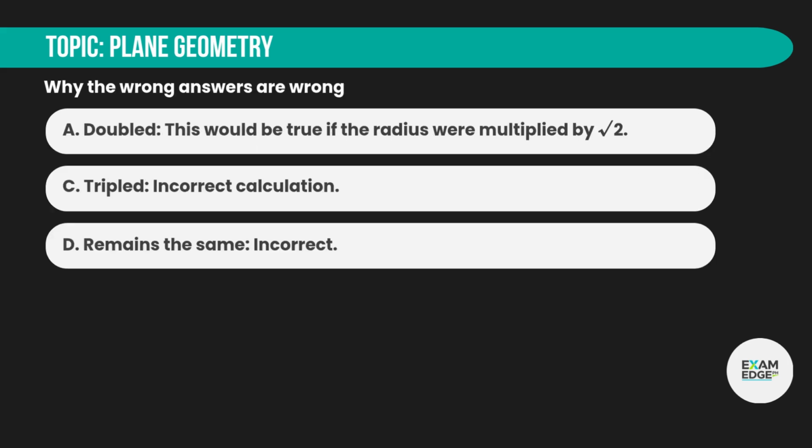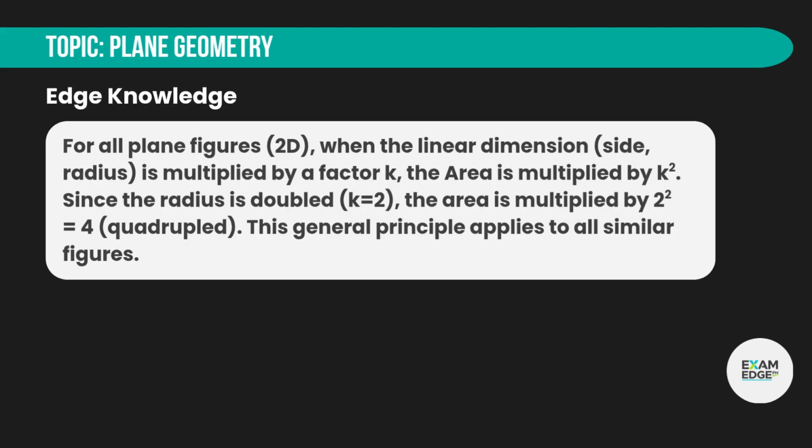Why the wrong answers are wrong? A. Doubled. This would be true if the radius were multiplied by square root of 2. C. Tripled. Incorrect calculation. D. Remains the same. Incorrect. Edge knowledge. For all plane figures, 2D, when the linear dimension, side, radius, is multiplied by a factor k, the area is multiplied by k squared. Since the radius is doubled, k equals 2, the area is multiplied by 2 squared equals 4, quadrupled. This general principle applies to all similar figures.